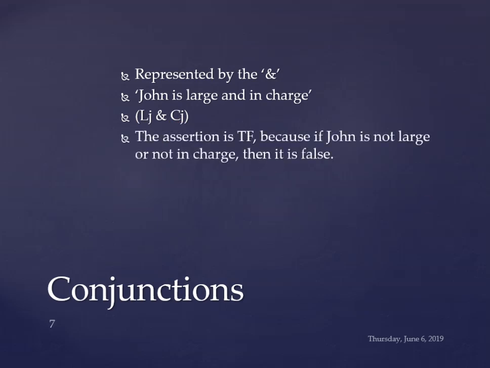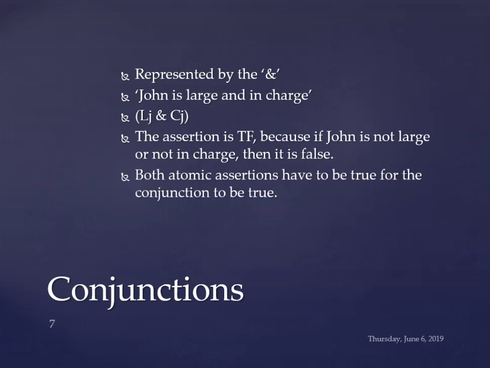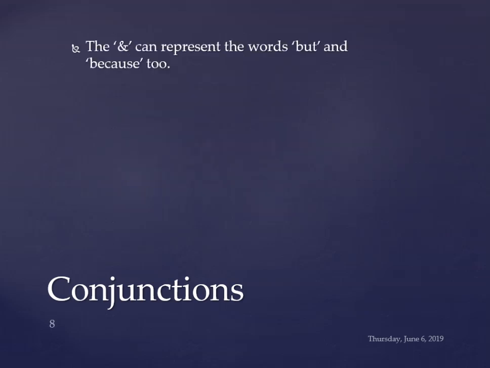Okay? Now the assertion is truth functional because if John is not large or not in charge, then it's false. So both things got to be true, right? Conjunctions are kind of demanding that way. The other thing you got to know is that the ampersand can represent the words but and because. So conjunctions go beyond just the term and, right?